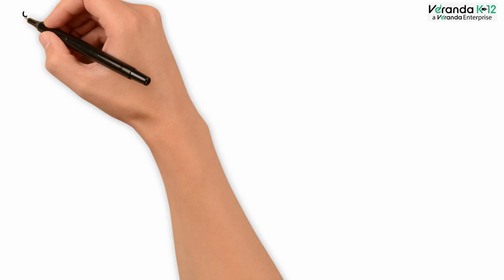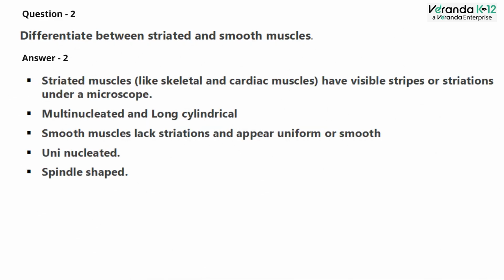Question number 2. Differentiate between striated and smooth muscles. Answer. Striated muscles, like skeletal and cardiac muscles, have visible stripes or striations under a microscope. Smooth muscles lack striations and appear uniform or smooth. Second point, striated muscles are multinucleated and long, cylindrical in shape. Smooth muscles are uninucleated and spindle shaped.